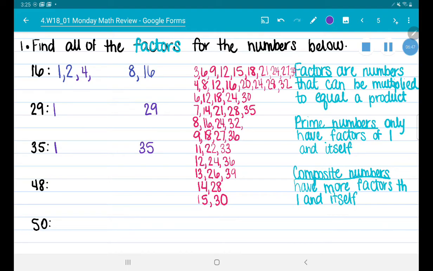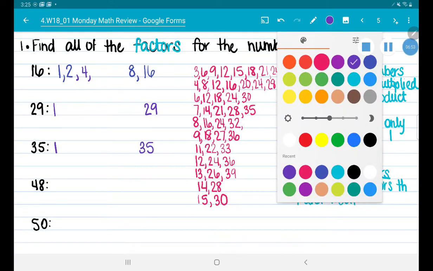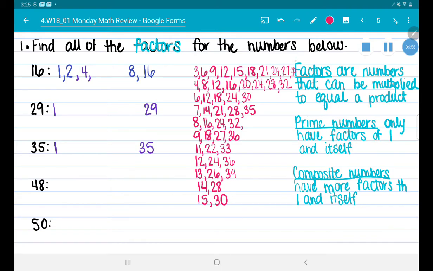35 does not have a factor of 2 because it's not even. Okay, so we can check 3. We got our list to 30. So next would come 33, then 36. So 35 does not have a factor of 3.